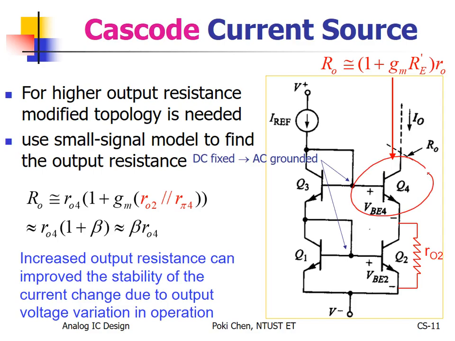What is the function of Q4? Anybody? Current buffer. Okay. What is the merit? What is the advantage you can get? 100 times increase in output resistance. Right? But I am only talking about the merit, the advantages. How about the disadvantages? You can see the headroom becomes much larger, almost twice, almost doubled than before.